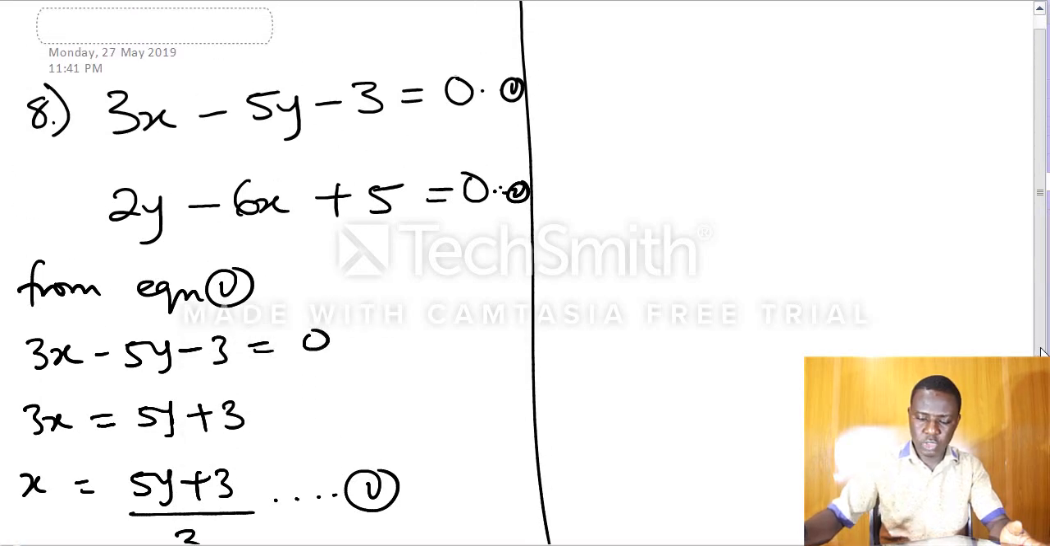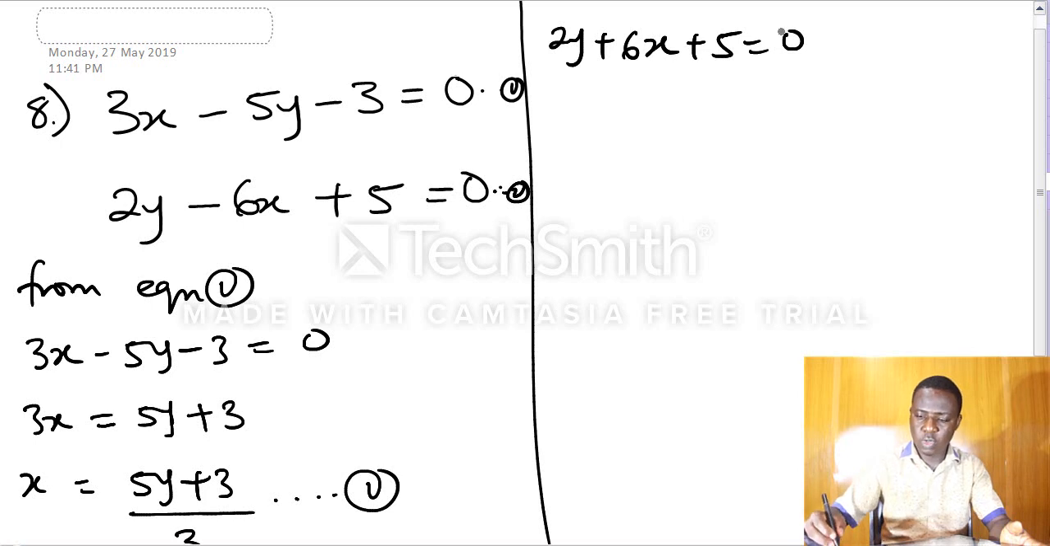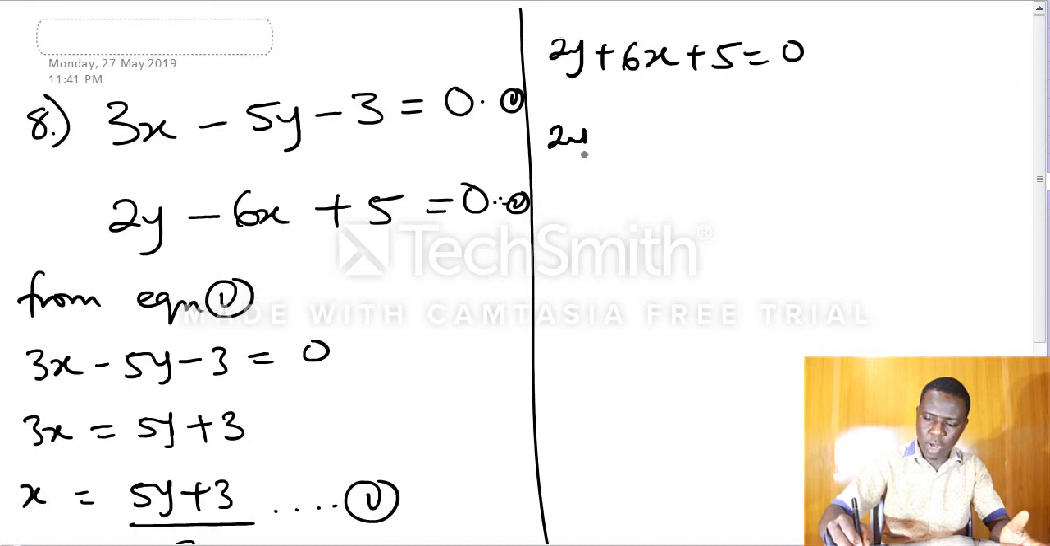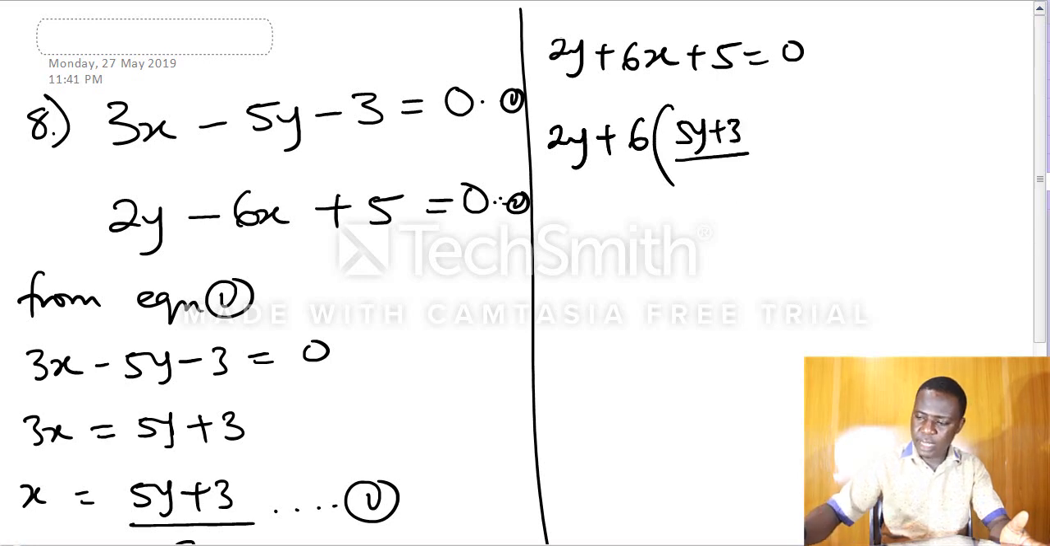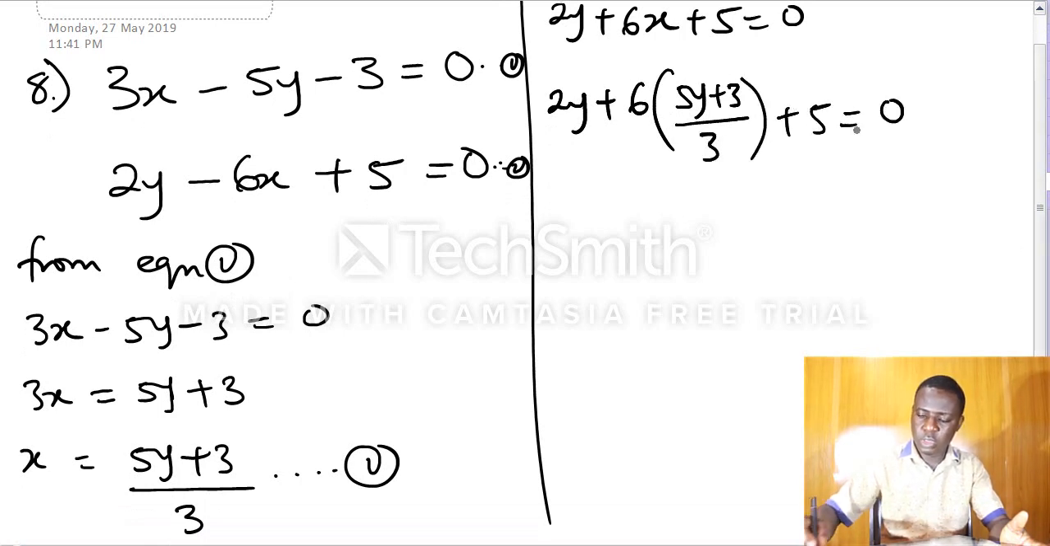And equation 2 says 2y minus 6x plus 5 is equal to 0. So when you substitute the value of x in equation 2, you are going to have 2y minus 6 into bracket (5y plus 3) divided by 3, plus 5 is equal to 0.